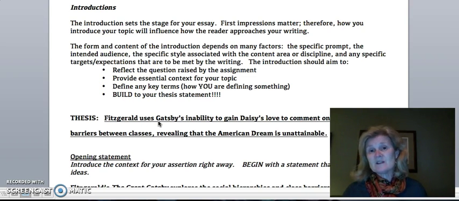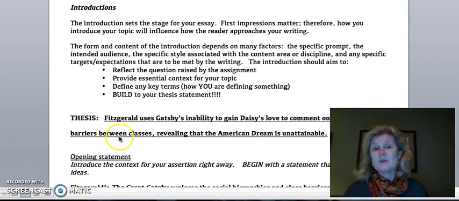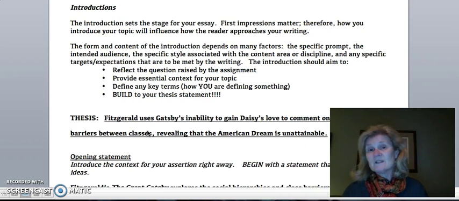In this case, the author of this particular paper's original thesis statement is: Fitzgerald uses Gatsby's inability to gain Daisy's love to comment on the permanent barrier between classes, revealing that the American dream is unattainable. So this author puts this idea of moving from one social class to another as part of the American dream.